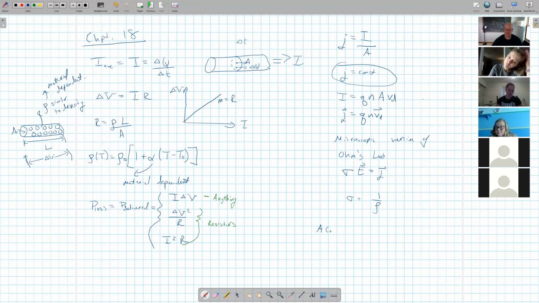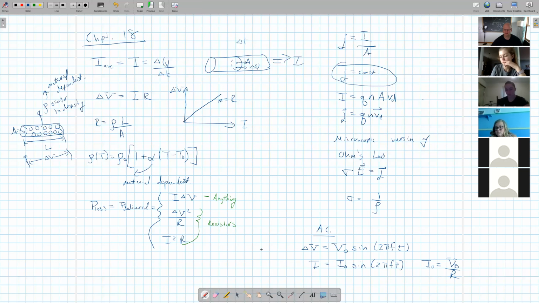So let's talk about AC. For AC here, we had a potential, which was equal to the peak potential times sine of 2 pi times the frequency times the time, which means that the current as a function of time is equal to the peak current times sine of 2 pi times the frequency times the time, where the peak current is equal to the peak potential divided by the resistance.